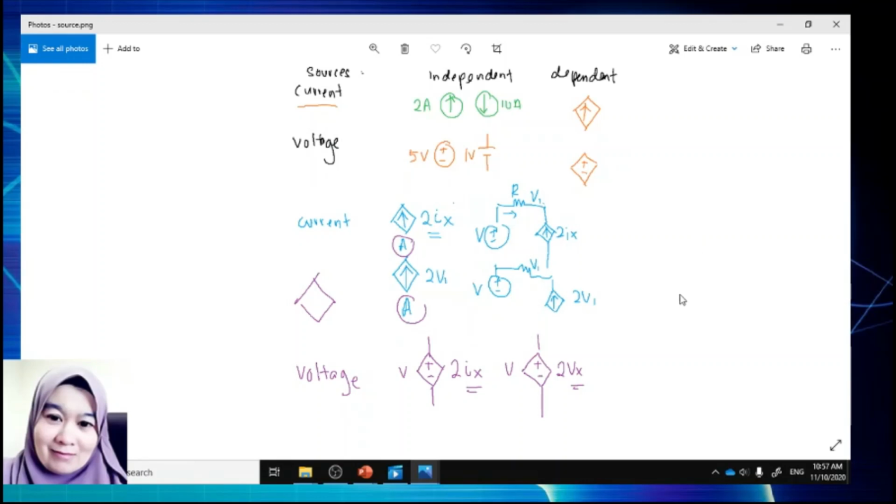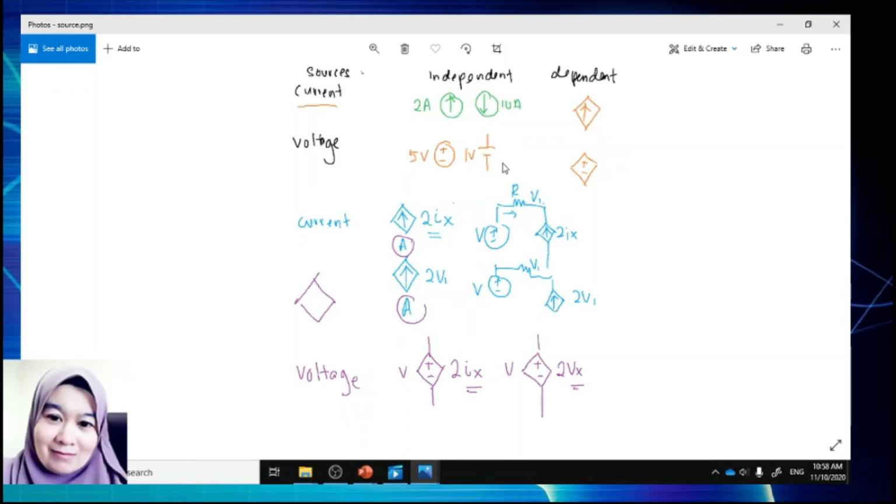Here I draw the sources, either independent or dependent. There are two sources: first is current and second is voltage. So these are the two basic sources, either current or voltage. There is a symbol for the independent current source, and this is the symbol for the voltage source. Sometimes it is drawn like this, or sometimes like this.